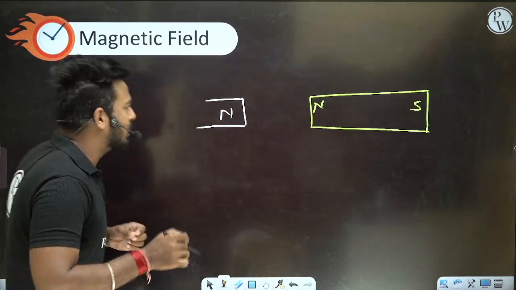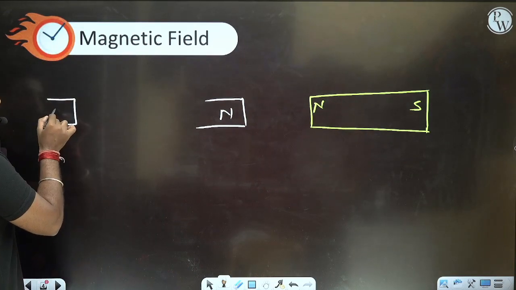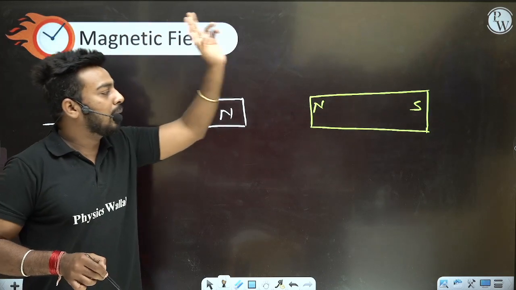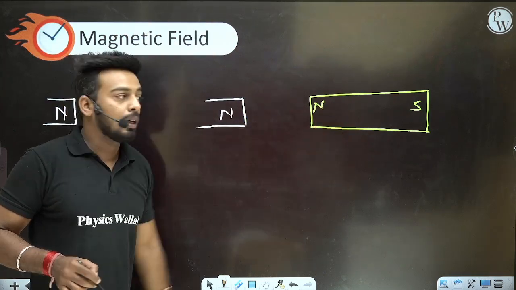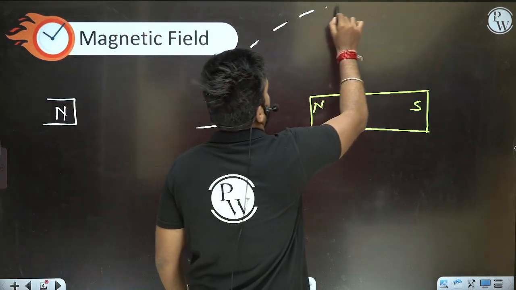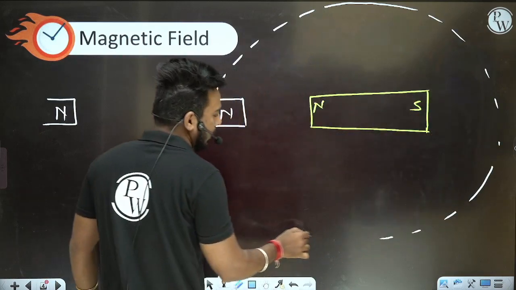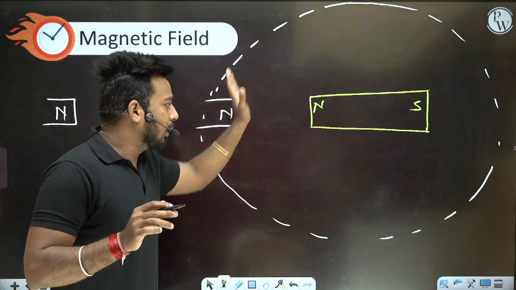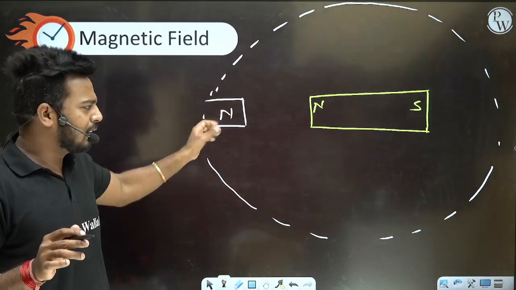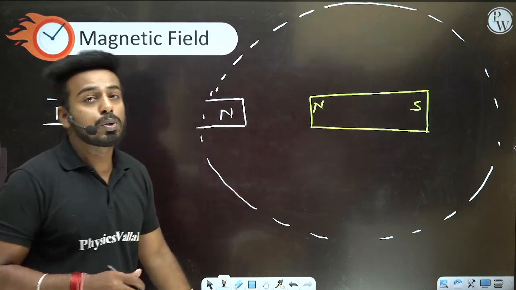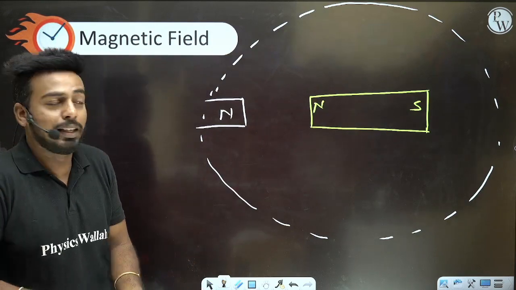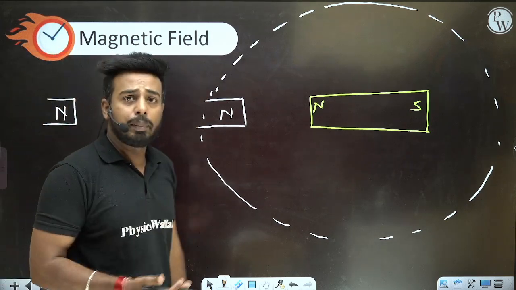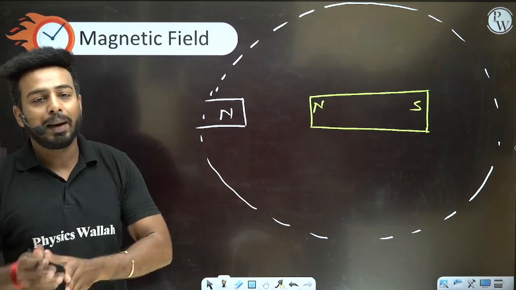If I place this magnet here, no force will be applicable due to this magnet. It means there is a space around the magnet where it can exert force on another magnet. This is the magnetic field, nothing else. There is a space around the magnet where it can exert force on another magnet, and this space is called the magnetic field. It is a simple phenomenon. The force may be attraction, the force may be repulsion, depending on the condition.